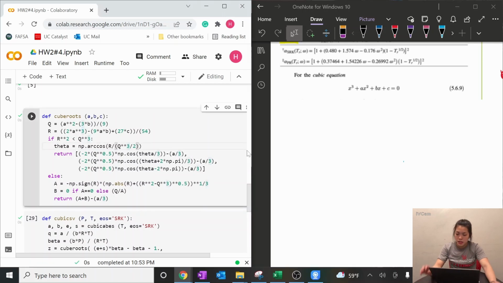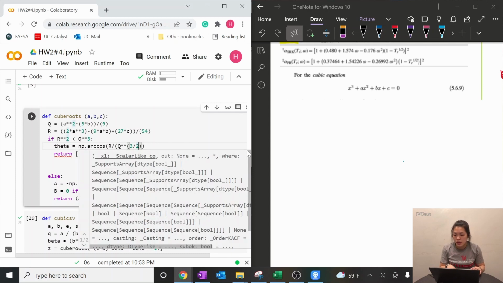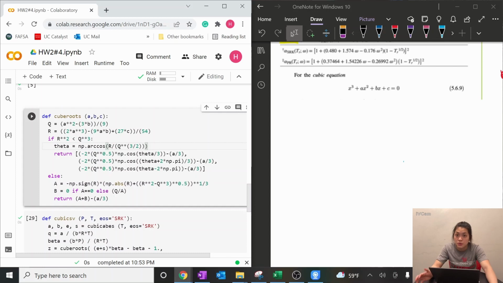It happens to be an error here, as we want 3/2 to be what Q is to the power of, not to 3 and then do that divided by 2. So we're going to change that and make sure that that's in parentheses.